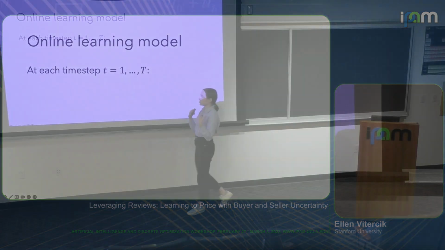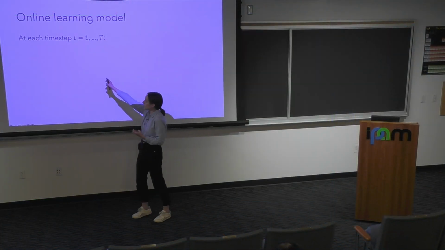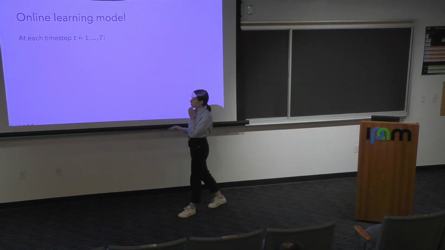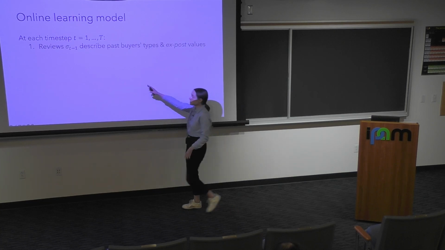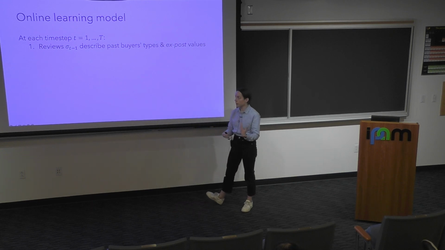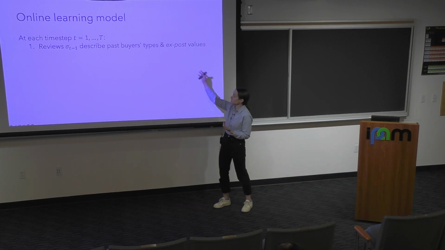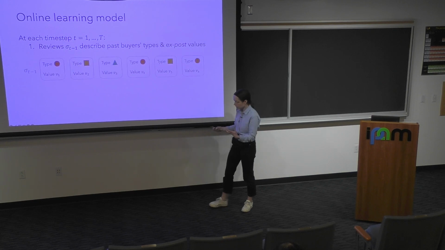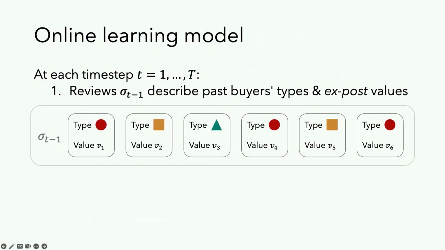Okay, so now what does the actual online learning model look like? At each time step t, ranging from 1 through capital T, there are going to be some reviews, sigma_{t-1}, that describe past buyers' types and their ex post values. How much did they actually like the item after they purchased it? So maybe we've got these different types, like red circle type, orange square type, green triangle type, etc. And the reviews, sigma_{t-1}, tell us the past buyer's type together with their ex post value.